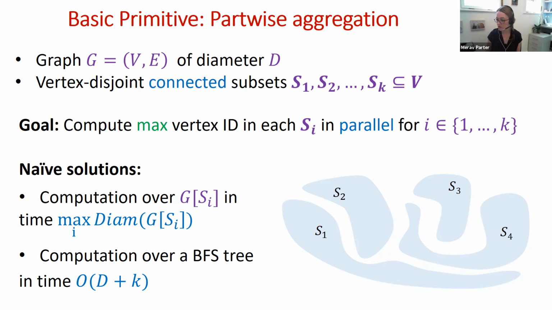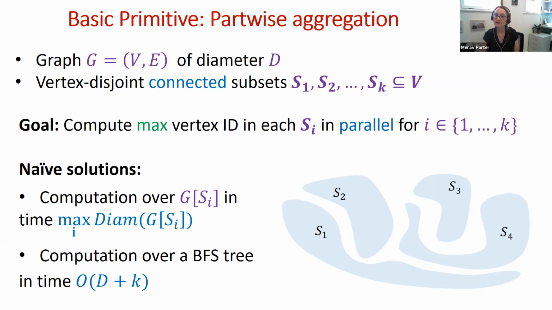A naive solution for this problem is to use the fact that the induced graph G[Si] is connected, and we can just perform the computation in every G[Si]. Since the Si sets are vertex disjoint, we have no congestion, but the round complexity can be quite bad if the diameter of one of the parts is very large. Note that this can happen even if the diameter of the original graph is small, maybe the diameter of some G[Si] is very bad.